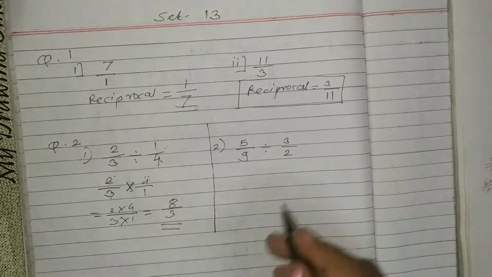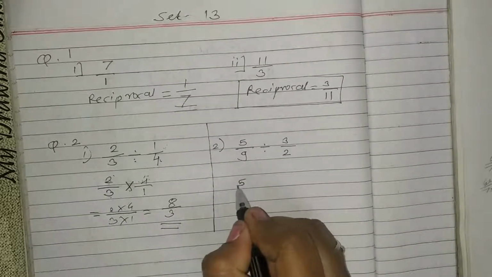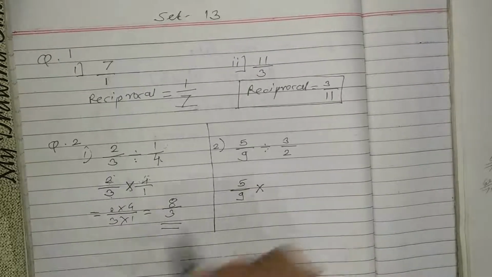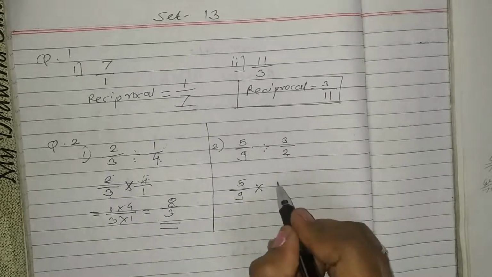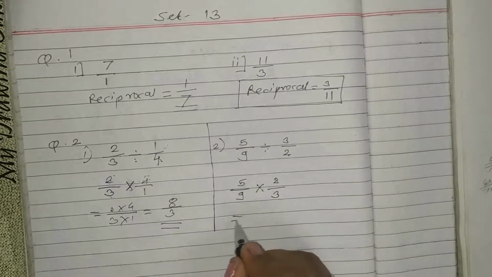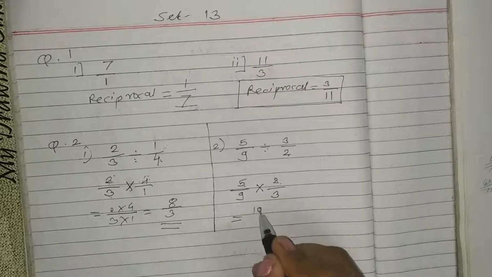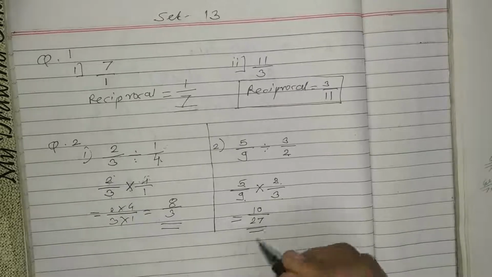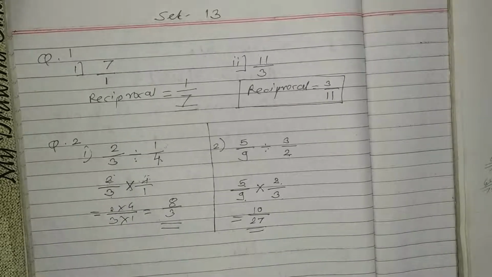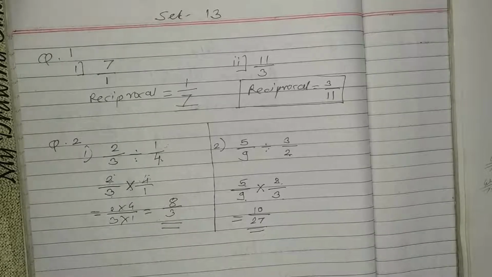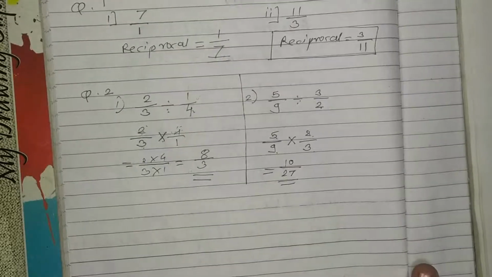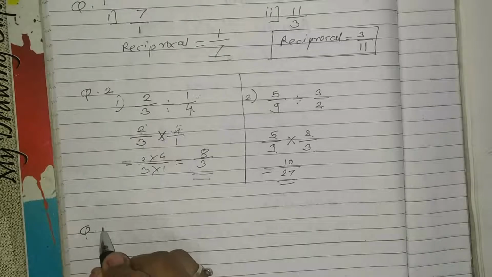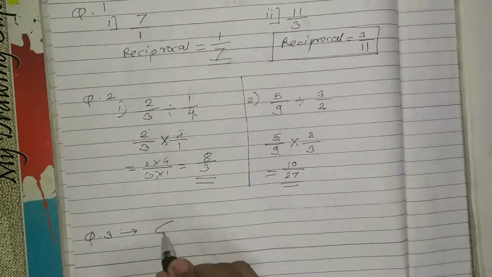See student, this is the given question. So what I told: first fraction as it is, instead of divide multiply, make reverse of this 2 upon 3 and do the calculation. 5 2s are 10, 9 3s are 27. So no reduction possible here also. This is your final answer. I hope you understand this in a proper way. Now complete the remaining problems as your homework.